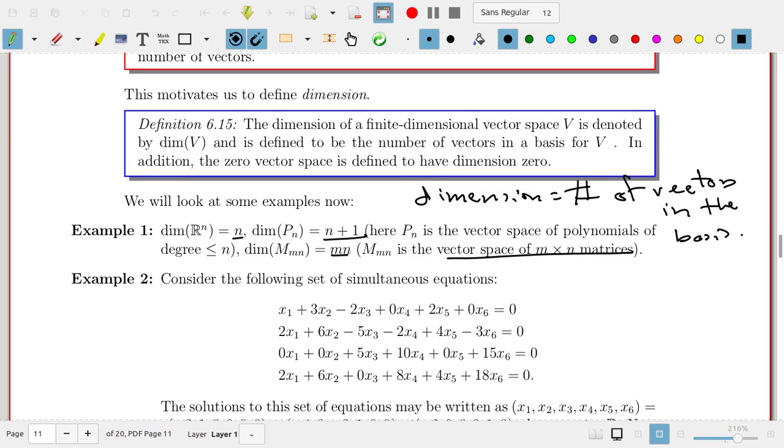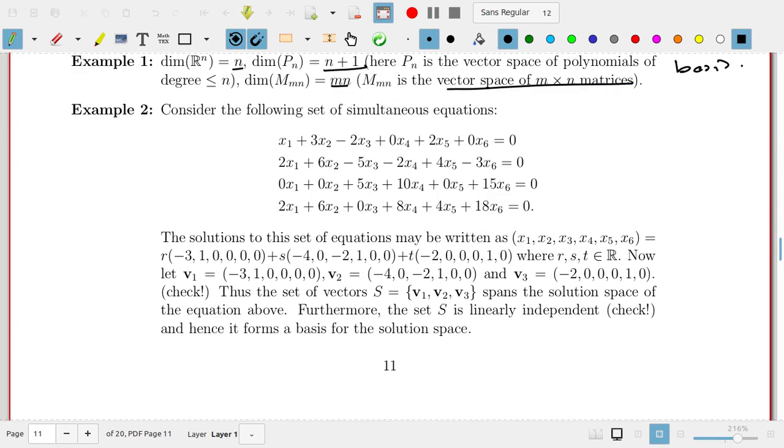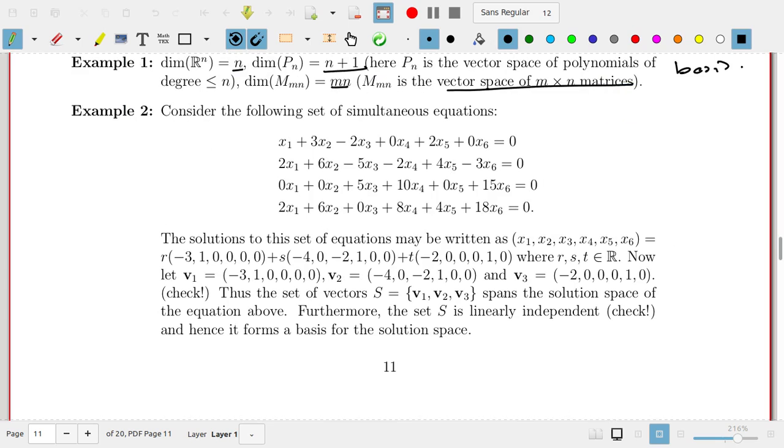Okay, now we consider the set of simultaneous equations. Here you have 4 equations.